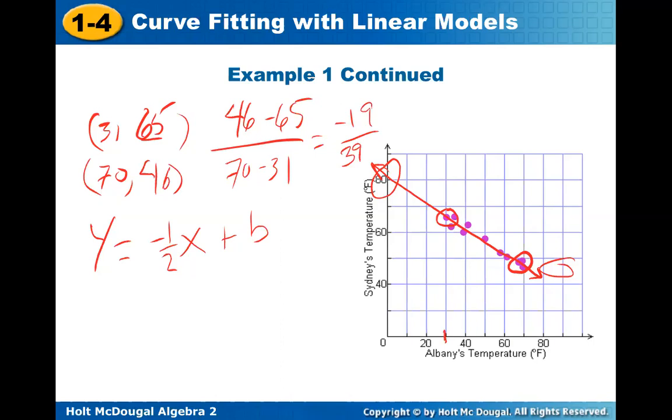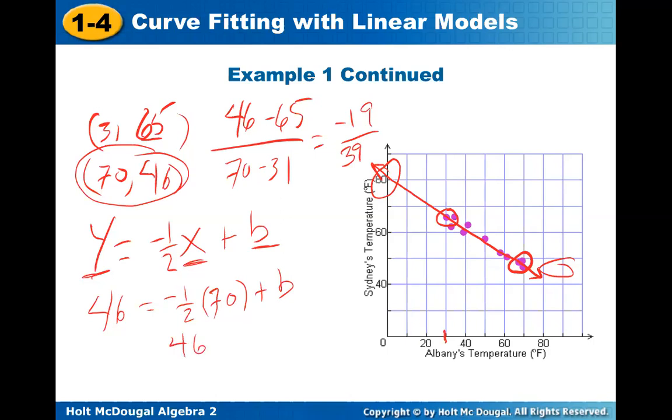Okay, if I want to find b, I better know an x and a y. Do I know those? Do I just use one of those points? Yes. 46 equals negative 1/2 of 70, plus b, which means 46 equals negative 35 plus b. I think that makes b 81. Is that close to what we thought it was going to be? You knew how to do that, right? Just a refresher. Point slope form would work good though too. I'm not saying that's wrong.